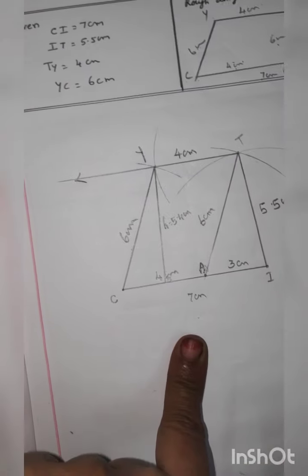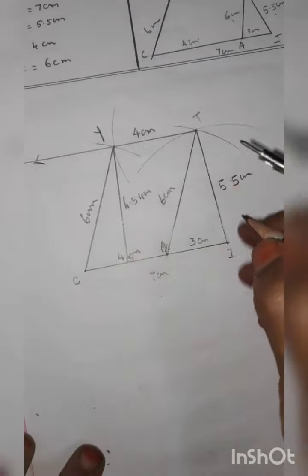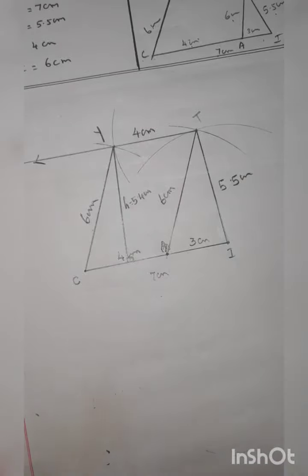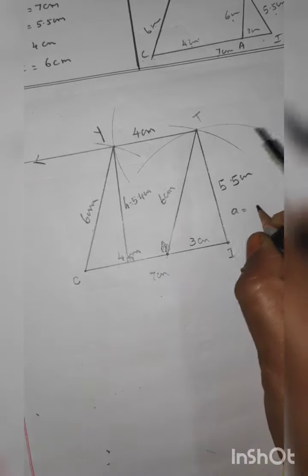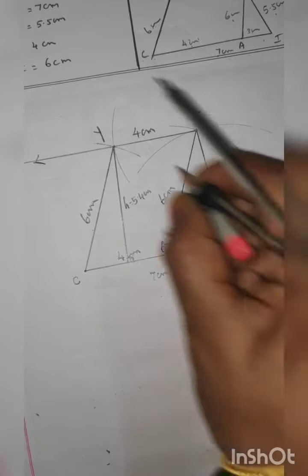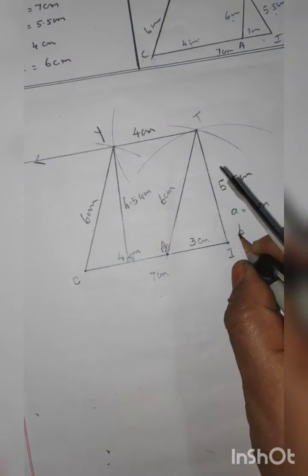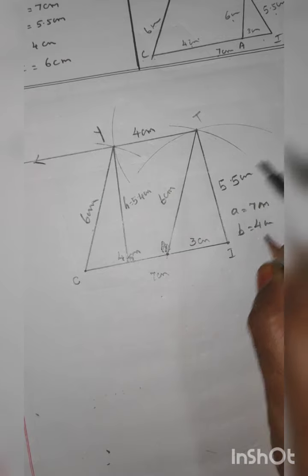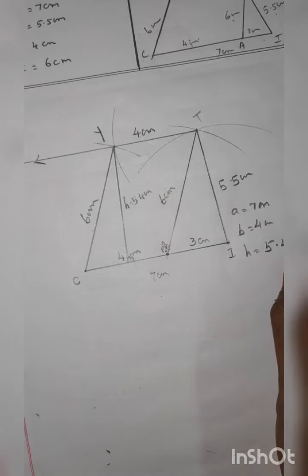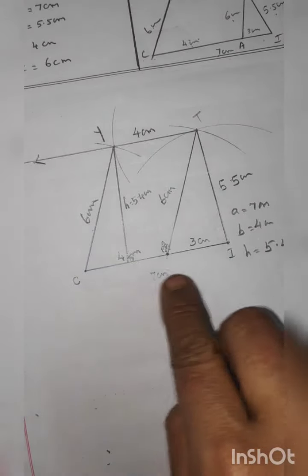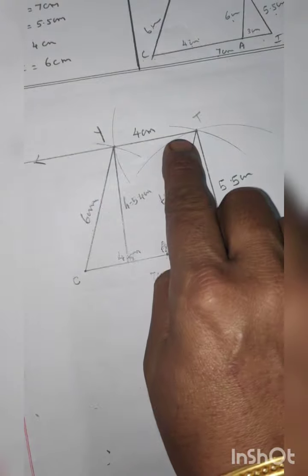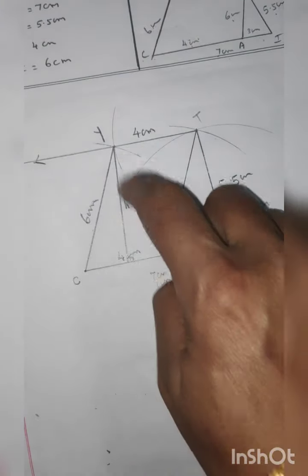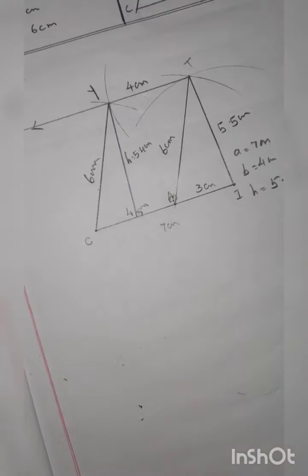Now here A value equal to 7 centimeter. A equal to the full length, only write. A equal to 7 centimeter. B value equal to 4 centimeter. Height equal to 5.4 centimeter. Okay, now A value equal to 7 centimeter base, B equal to 4 centimeter on top, height equal to 5.4 centimeter.